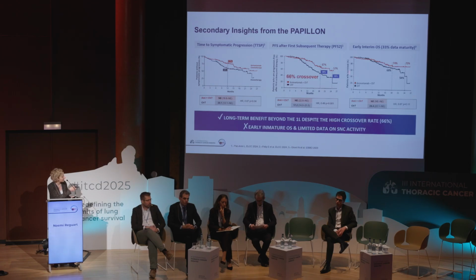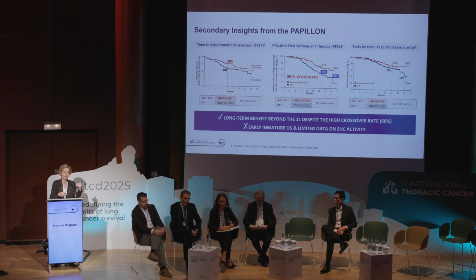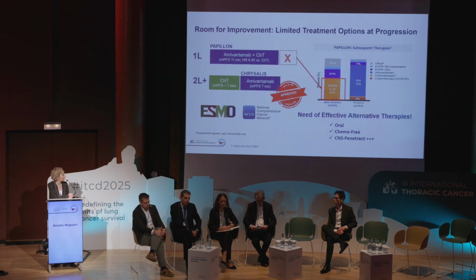This is good. This means that beyond the first line, amivantamab is also impacting post-progression therapies. However, we would like to see other endpoints. Overall survival is still immature. It seems the curves are opening, but we need more maturity of the data to have a clear idea that first-line treatment is impacting outcomes. And we don't have one very important thing, which is data on the brain activity of this combination.